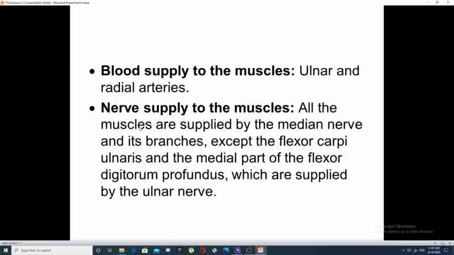Blood supply to the anterior fascial compartment of the forearm is derived from the ulnar and radial arteries. Nerve supply, as you know from the general rule, is that all muscles of the anterior fascial compartment of the forearm are supplied by the median nerve, except flexor carpi ulnaris muscle and the medial part of flexor digitorum profundus muscle, which are supplied by the ulnar nerve.